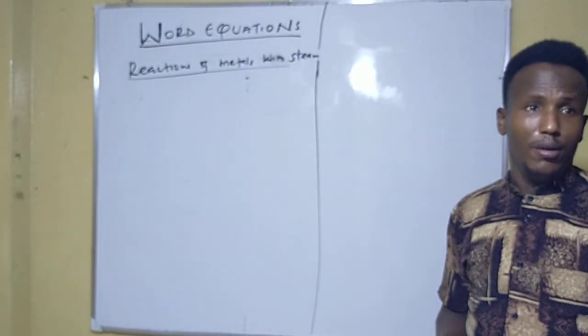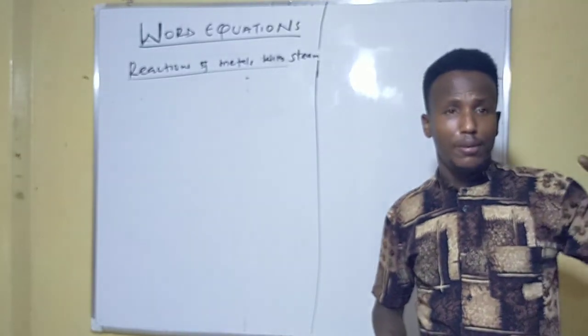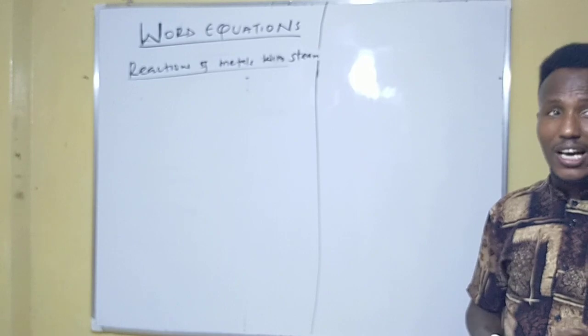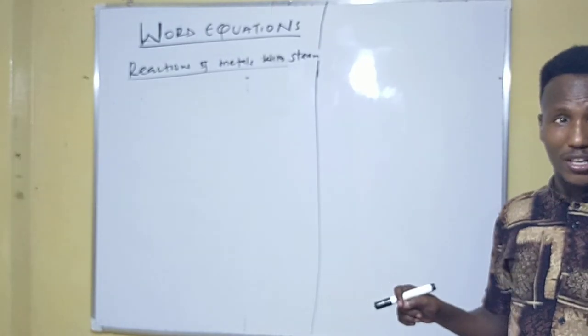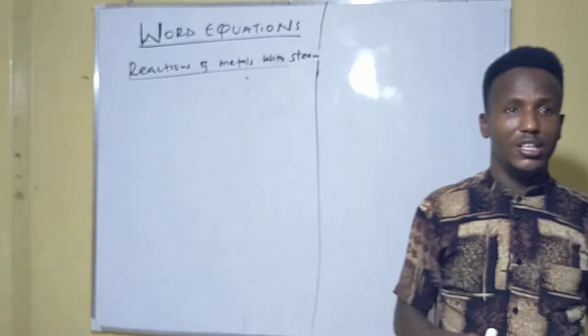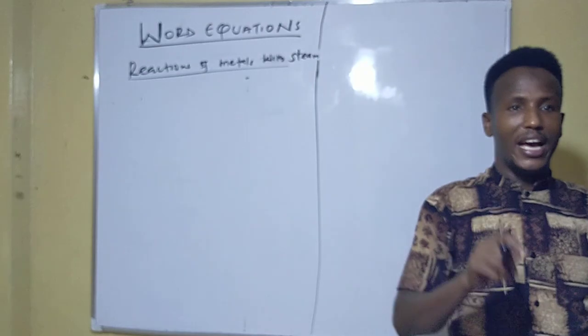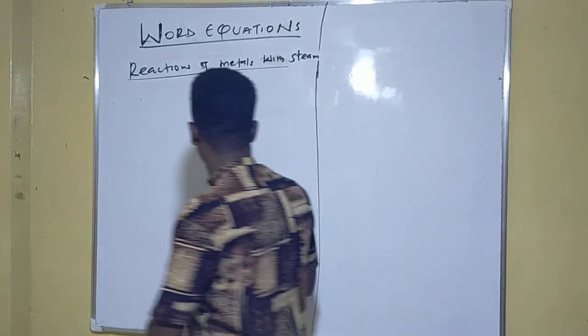Remember that when metals react with the steam, the product you're going to get is always metal oxide and hydrogen gas. Metal oxide and hydrogen gas. When metals react with the steam, the end product is metal oxide and hydrogen gas. Just understand that. Okay, let's write that.